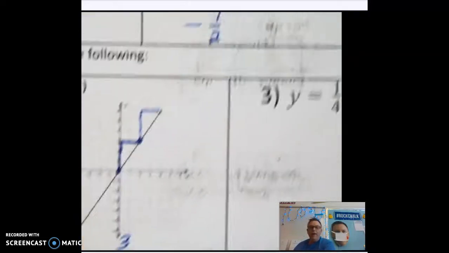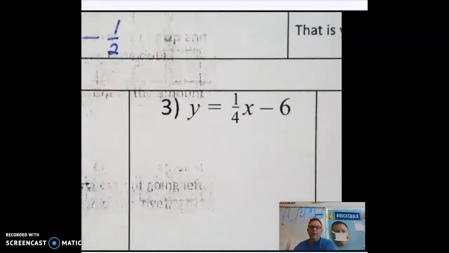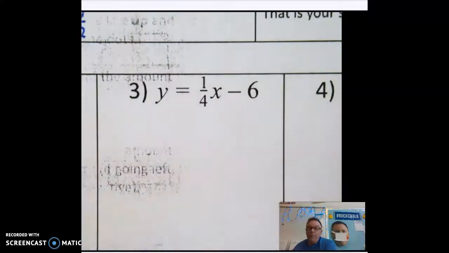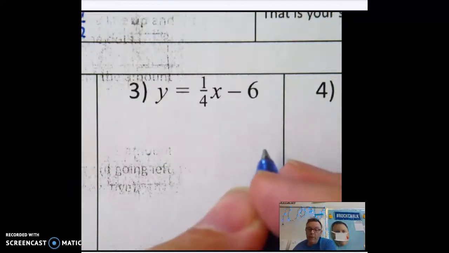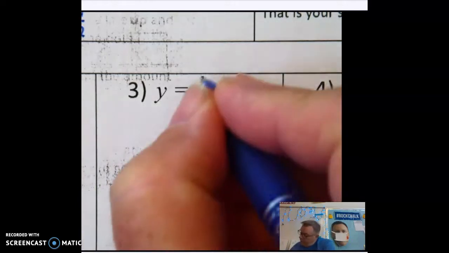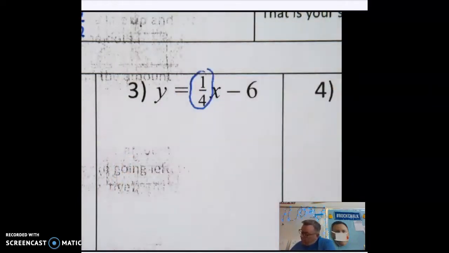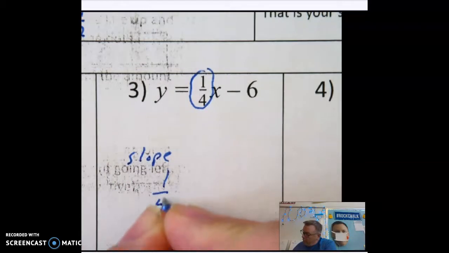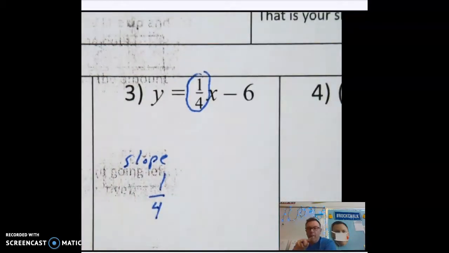Okay. Next thing, do it from the equation. All right. Remember, an equation is a really straightforward way to do it. This is lined up, ready to go. What I really want to pay attention to is the coefficient in front of x. 1/4 is in front of x, 1 over 4, so my slope would be 1 over 4. Up 1 over 4, up 1 over 4.